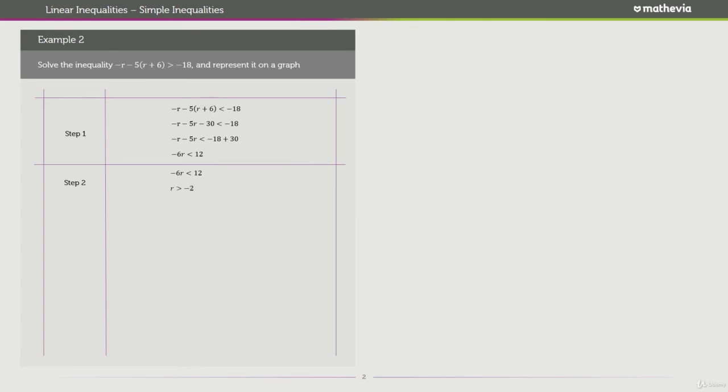Dividing both sides by -6, we end up with r is greater than -2. Did you notice something happened there? We had -6r less than 12, and then we divided both sides by -6 and ended up with r greater than -2. Now, I told you there is a very small, tiny difference between solving linear inequalities and equations.